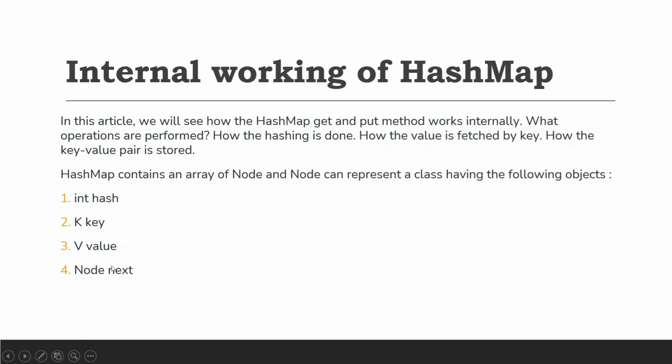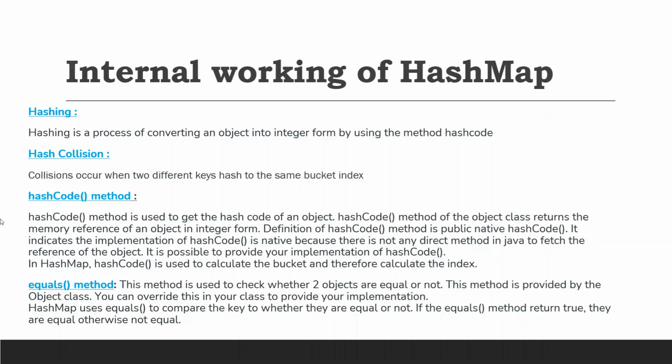We are going to see what is hashing, hash collision, the hashCode method, and the equals method, because HashMap internally uses these techniques to avoid duplicacy. HashMap stores a key, and the key should be distinct, that means it should not be a duplicate, it should be unique. The value may be duplicate, so for value there is no need of these algorithms. But for the key, because it should be unique, we need to understand all these things.